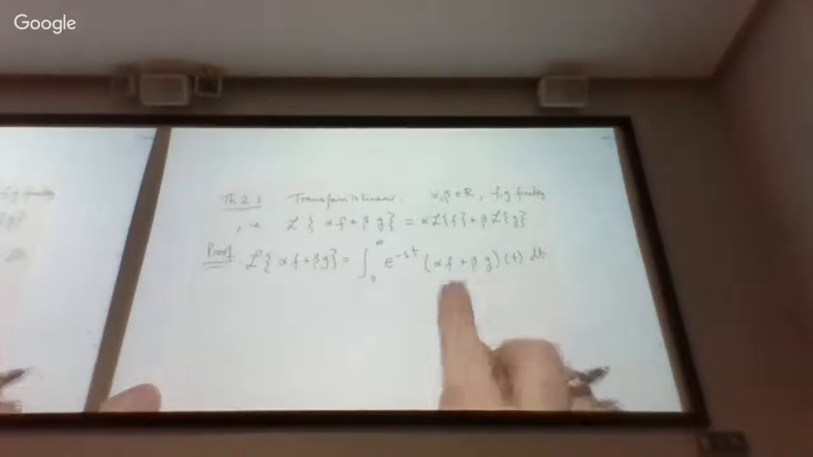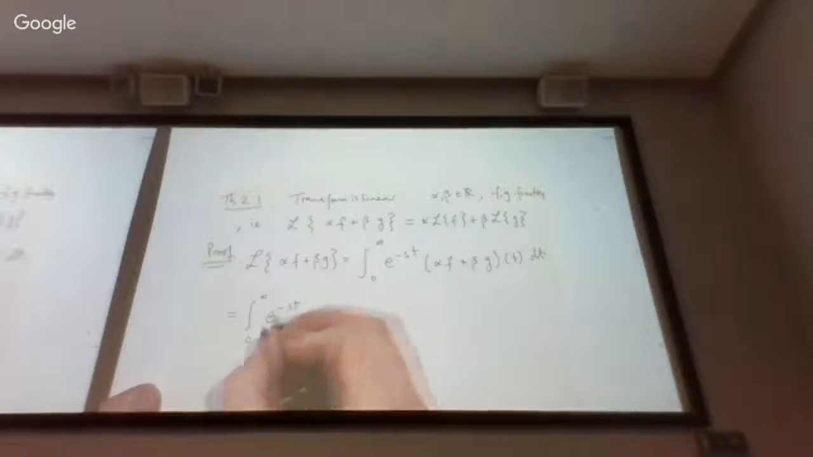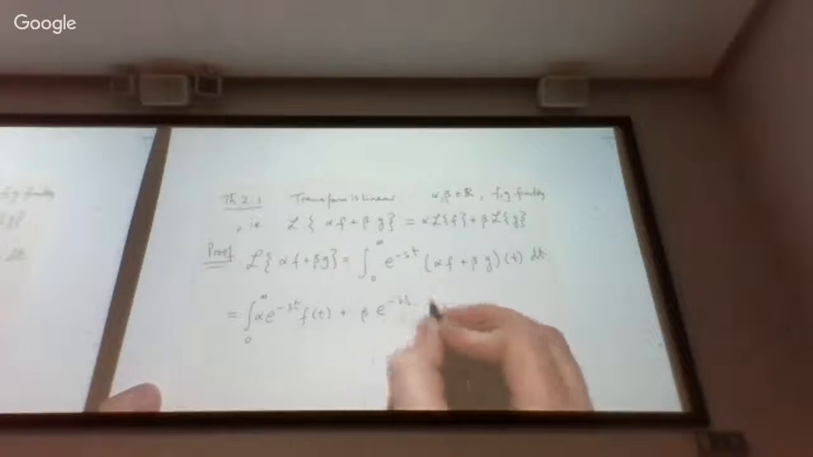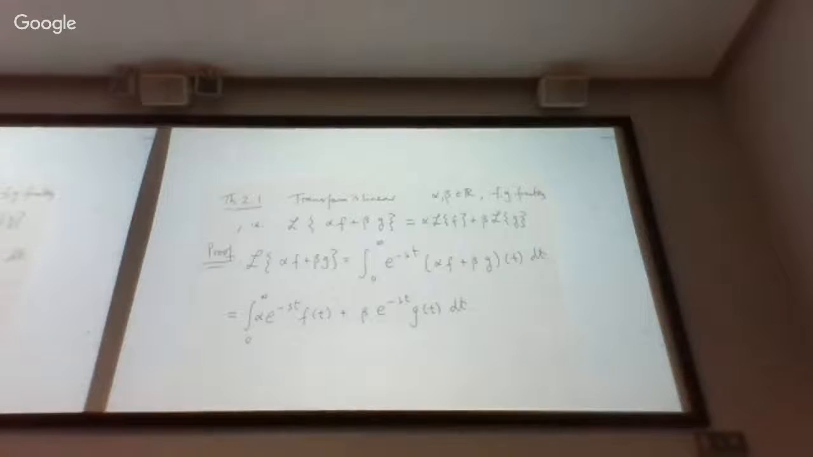Here you've got a linear combination of functions, so you can just apply the definition of what that is. So you'll have e to the minus st times alpha times f of t, plus beta times e to the minus st times g of t, dt. Just expanding out that bracket there. So now we're looking at an integral of this compound function, which we see as a linear combination: alpha times this product here, plus beta times that product. Obviously, an integral of a linear combination. So we make use of the fact that integration is linear.